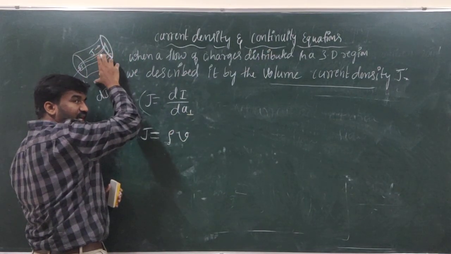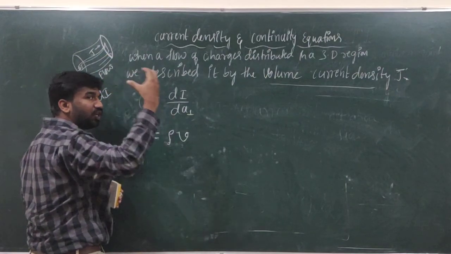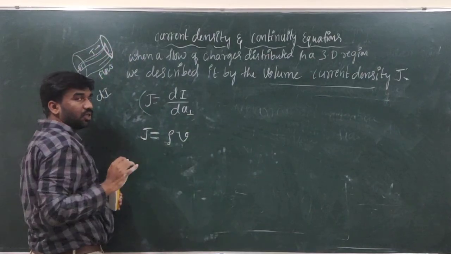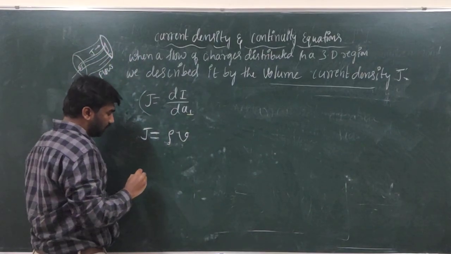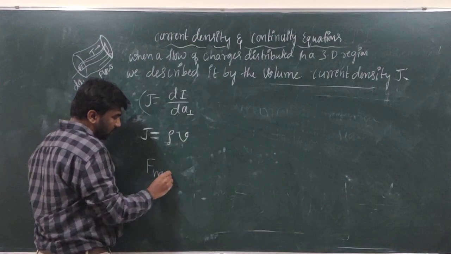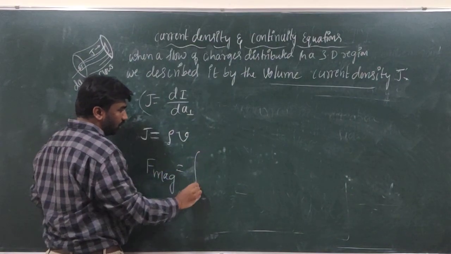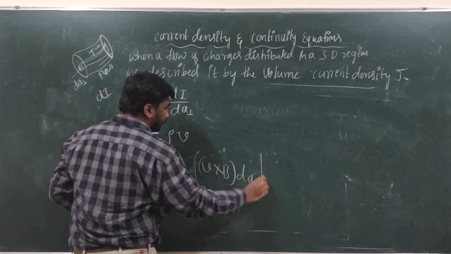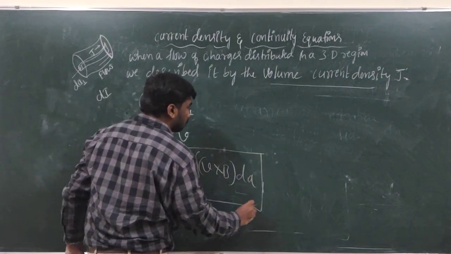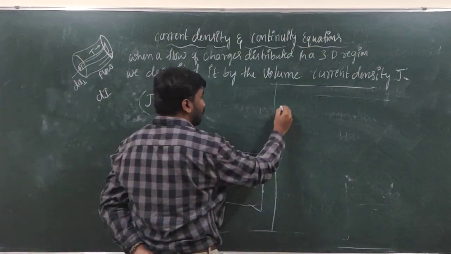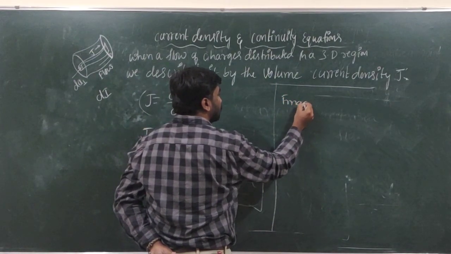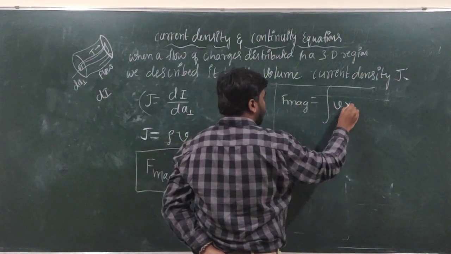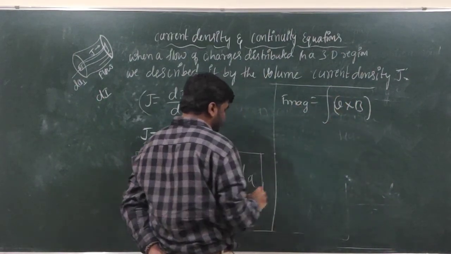Now if I place this three-dimensional body, or volume charge distribution, or volume current density of a conductor material, into an external magnetic field, what is the force on this conductor? We know that the magnetic force F is equal to the integration of V cross B into dq. This is the general formula.